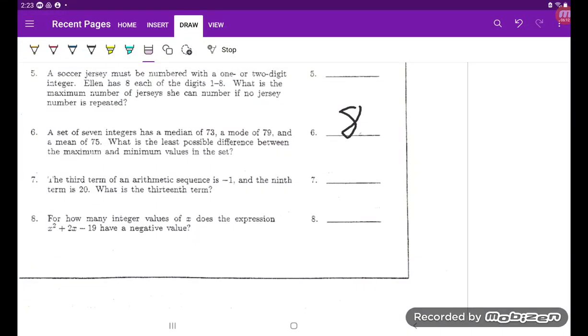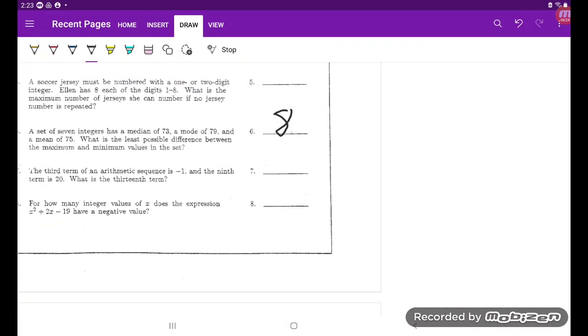Alright, so let's move on to the second question of today. Question 7. The third term of an arithmetic sequence is -1 and the ninth term is 20. What is the 13th term? So we know that the third term is -1 and the ninth term is 20. So what is the 13th term?